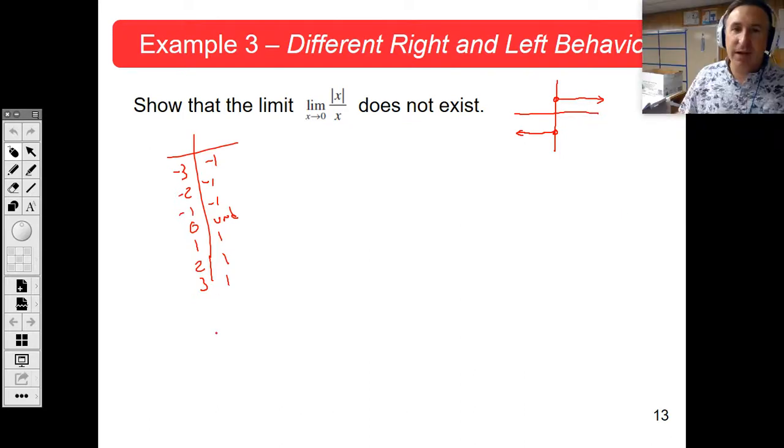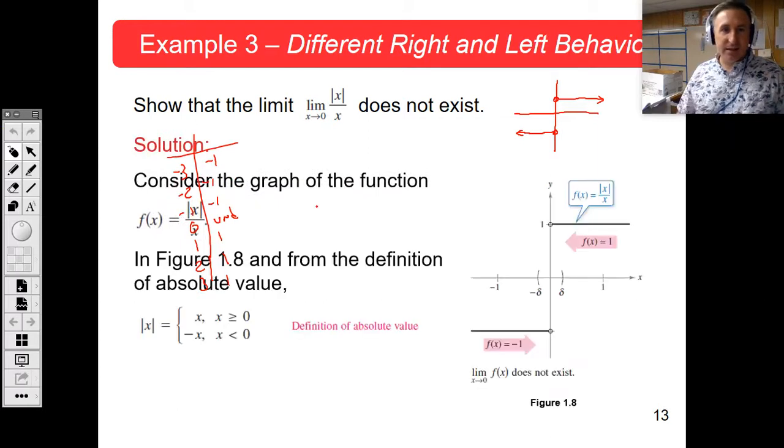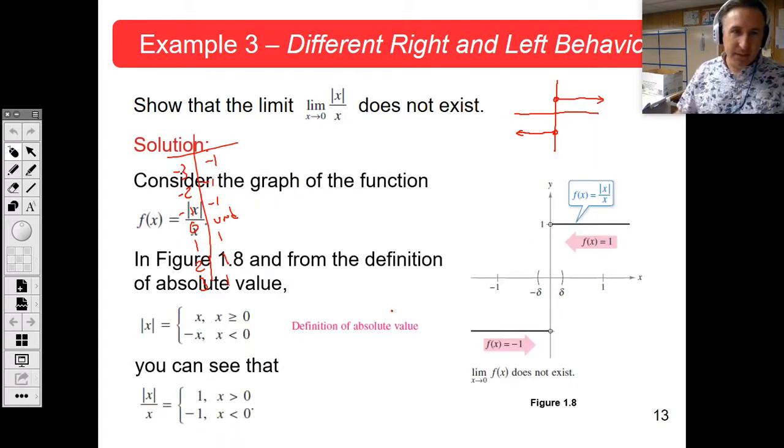The left-hand limit and right-hand limit don't agree. So we can't say that the limit exists. Not at 0. The limit will exist anywhere else. We could pick any other number and it would work. But the limit does not work here. All right, let's see what the book has to say. Consider the graph. Oh, we looked at the graph, and there you go. Okay, all the things that we just talked about.